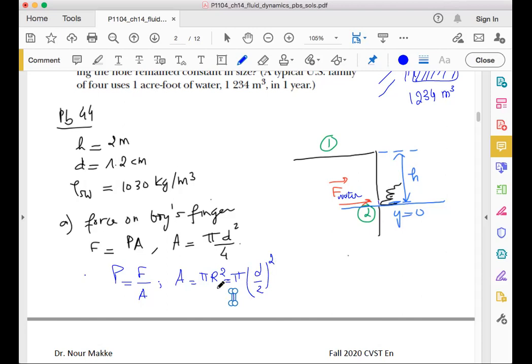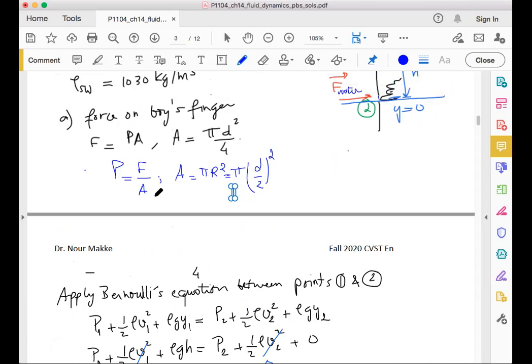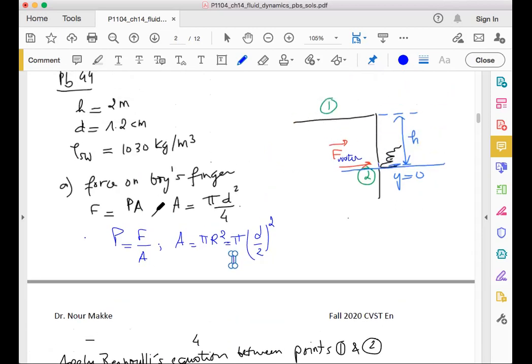So we know the expression of F, we know the expression of A, so what do we still need? We need the pressure. In order to determine how much the force is, we have to determine the pressure at point 2. So in order to do so, we have to use Bernoulli's equation between the 2 points: point 1 on the surface of the water on one side, and point 2, which is the point at the finger of the boy, at the point where the boy has made a hole.